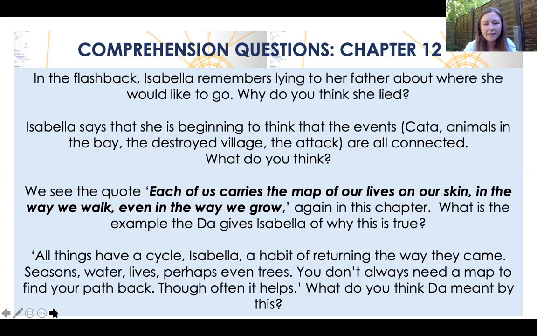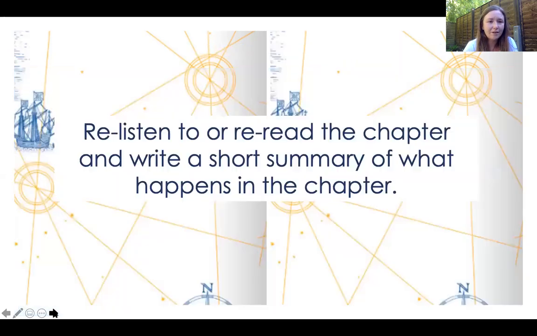All things have a cycle, Isabella, a habit of returning the way they came, seasons, water, lives, perhaps even trees. You don't always need a map to find your path back, though it often helps. What do you think Dar meant by this? This is when Isabella is telling Pablo what Dar has told her. So I wonder what does he mean? What do you think he means? Why is that significant? Sorry, there's lots of dogs barking in the background where I am.